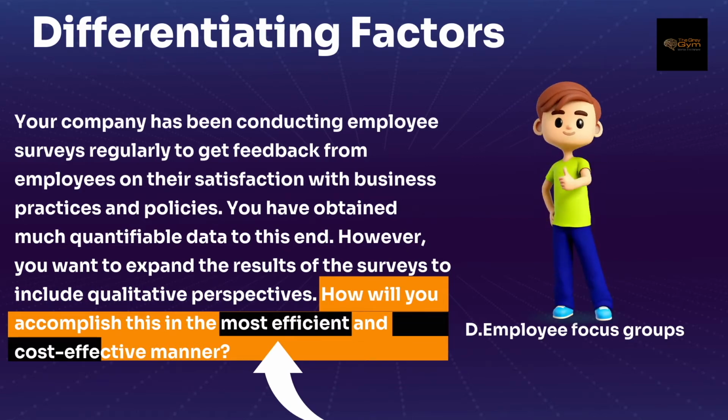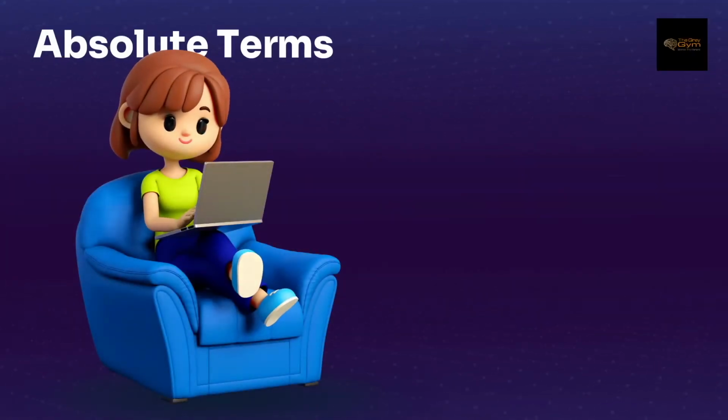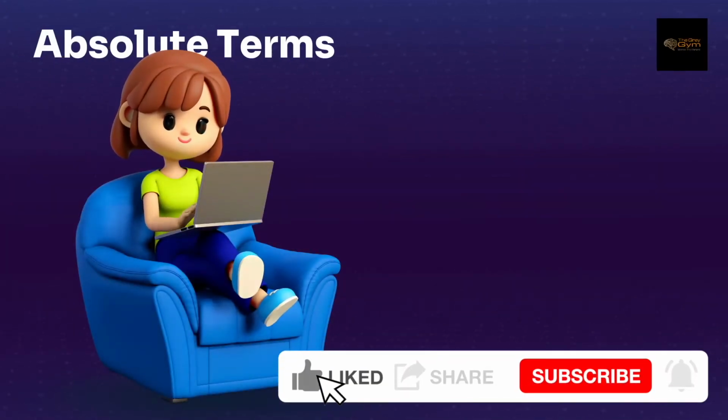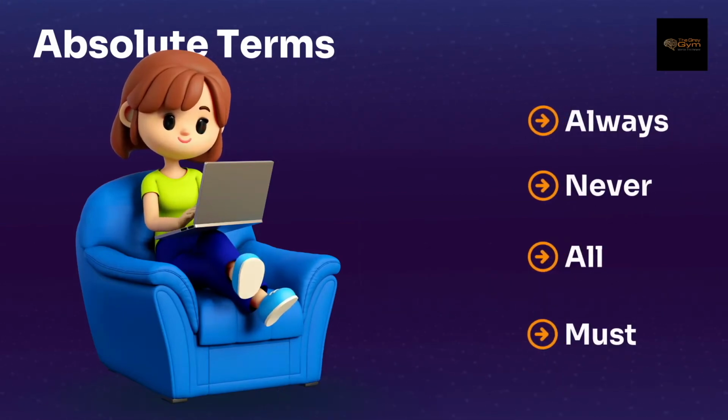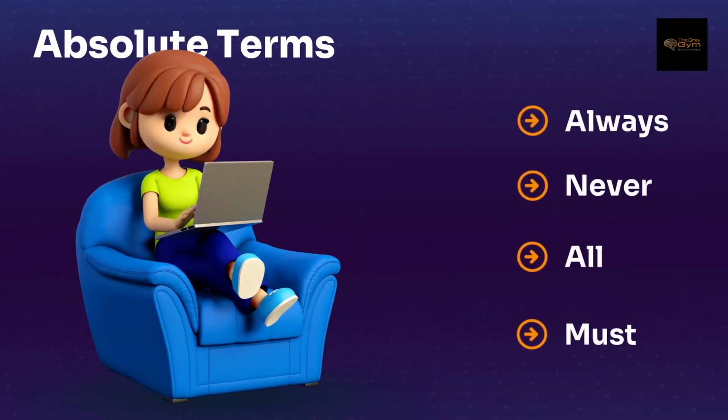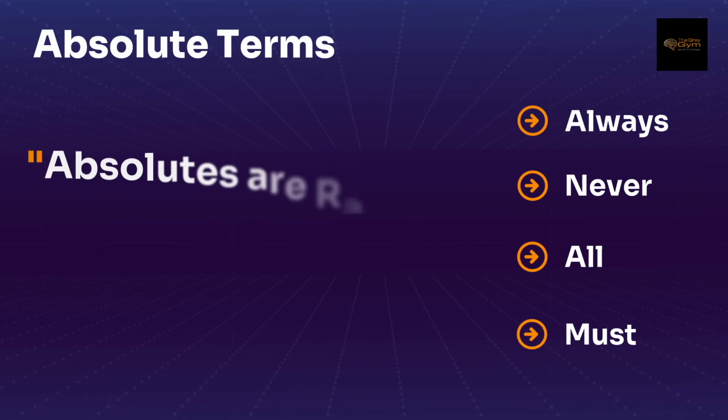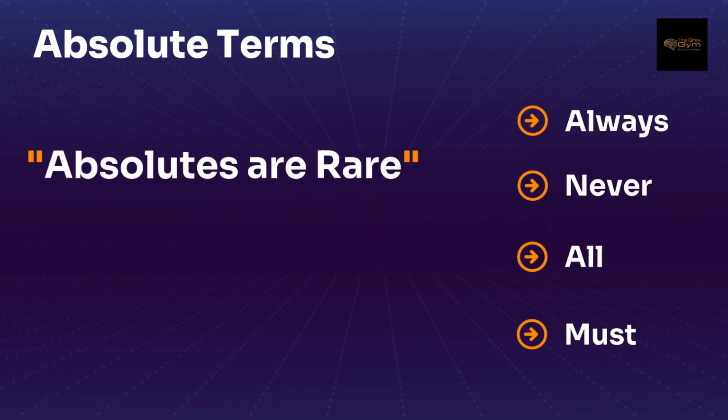Great. Let's move on to tip number 2, which is absolute terms. Now we will look for absolute terms in a question or in the answers as differentiating factors. Some examples of absolute terms would be words like always, never, all, must. Now these can be tricky. However, we must understand that HR is a very subjective topic. Absolutes are rare. So we should try and use these absolute terms to try and guide our answer choice.